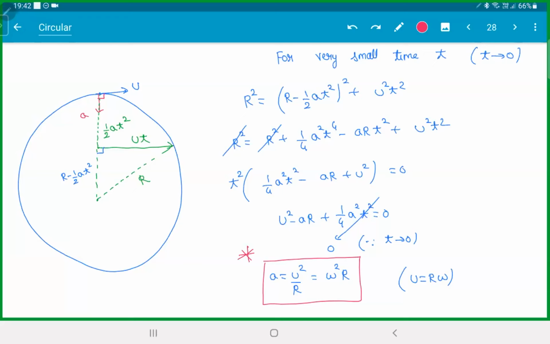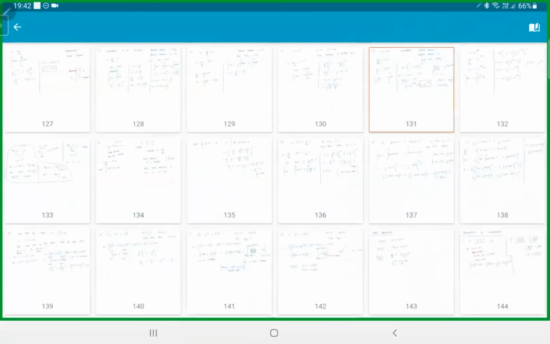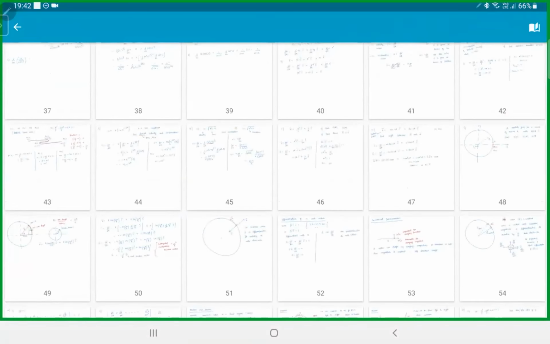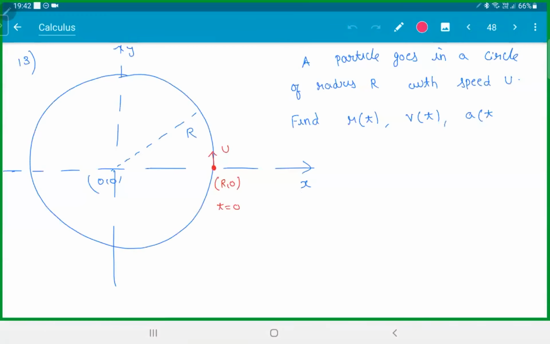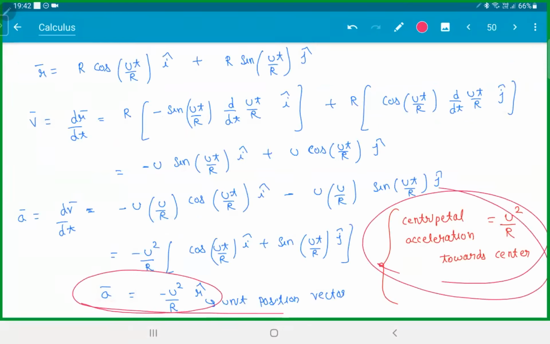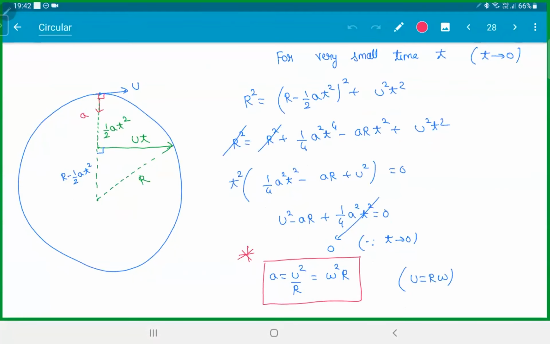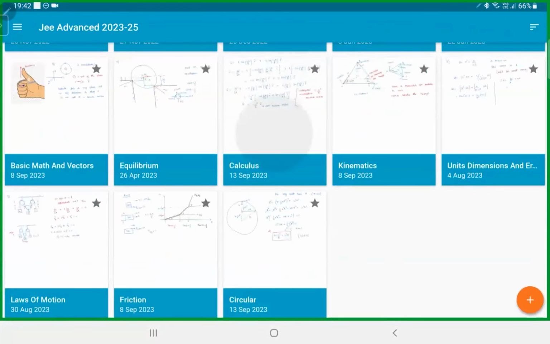You can derive this using calculus. If you remember, we have done this in calculus, another proof. We did this in differentiation. The other question: a particle is going in a circle with speed u. Find the velocity and acceleration. There we proved this thing, u square by r, centripetal acceleration, using calculus. But the problem is, this is not intuitive. You get the answer, but you feel like, what the hell is happening? On the other hand, this is a very intuitive method. Someone who wants to see the calculus proof, it's page 50 in calculus.